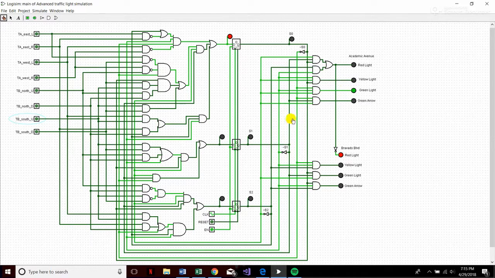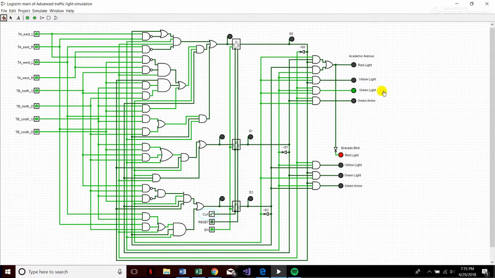So it initially starts out at its base state with Academic Avenue having a green light and Bravado Boulevard having a red light. When no traffic is flowing, this thing is trying to go to the next state. So I'm going to start off with a busy day with full traffic. And as you can see, when there's traffic on Academic Avenue, this green light stays on.